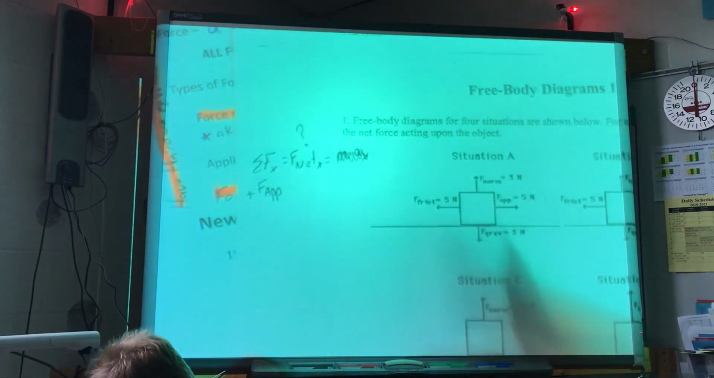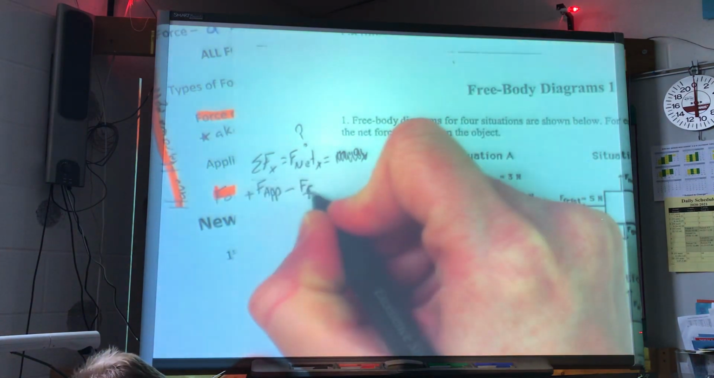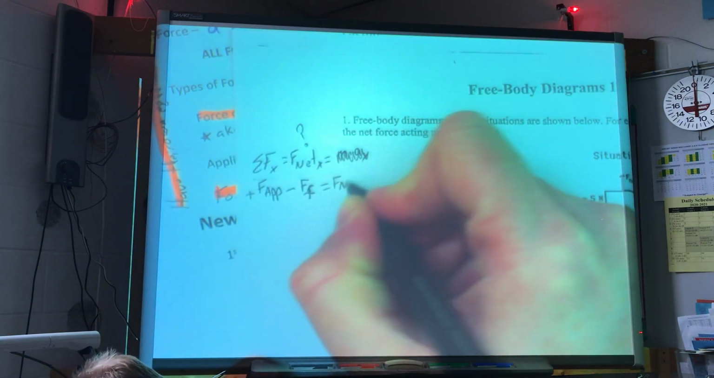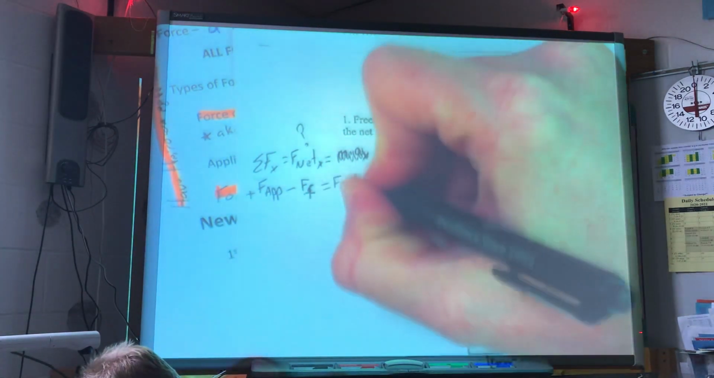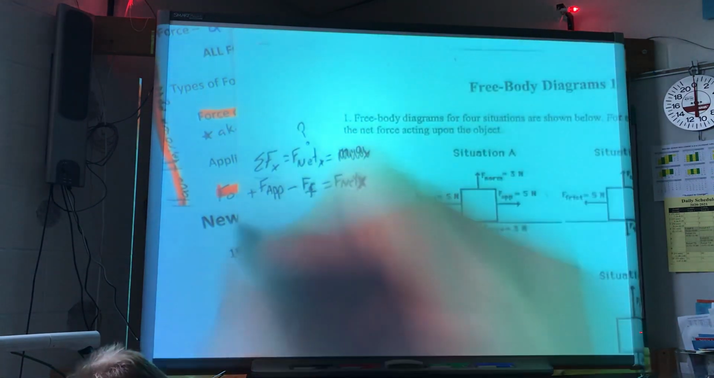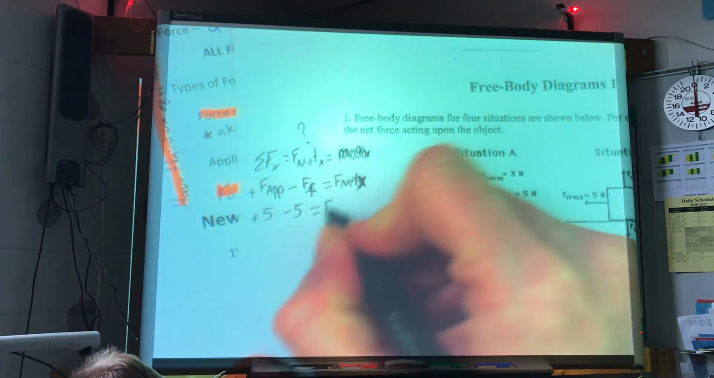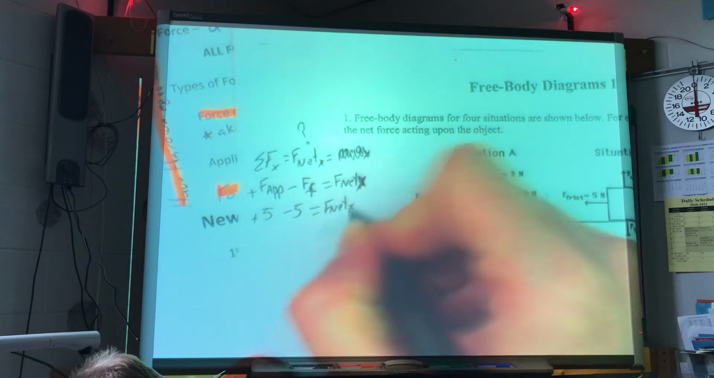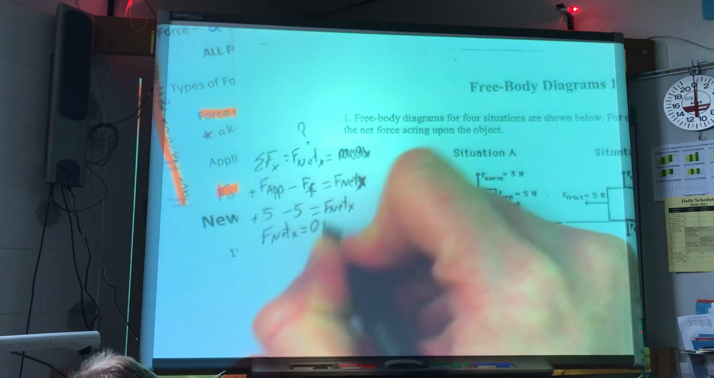I'm going to subtract my lefts. So I'm going to subtract force of friction, and that's equal to F net in the x direction. Then we can go through and add values, and we can say 5 minus 5 is equal to F net in the x direction. My F net in the x direction is equal to 0 newtons.